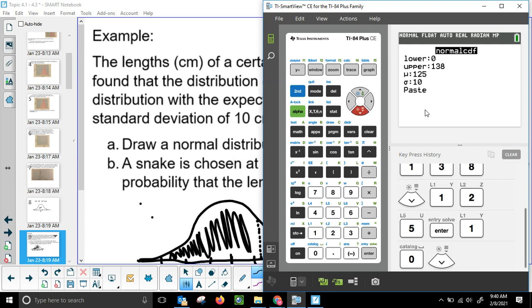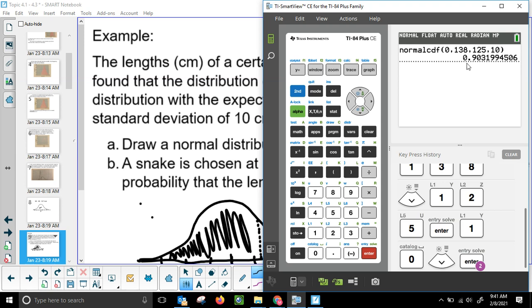Now, if you have an older calculator, sometimes you just have to type it in like this. With the newer calculators, it prompts you and gives you all of those things, and you fill them in, and then it automatically pastes this to your screen. If you have an older calculator, when you hit normal CDF, it'll just bring out this normal CDF command with the parentheses, and then you have to know to put lower bound, comma, upper bound, comma, mean, comma, standard deviation.